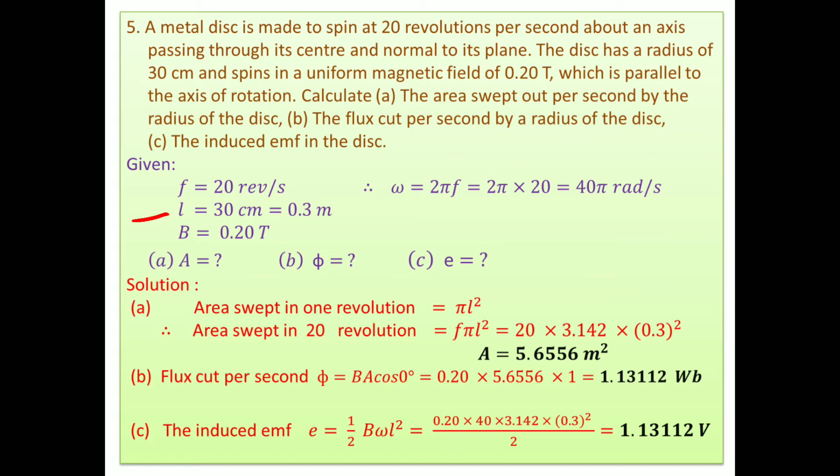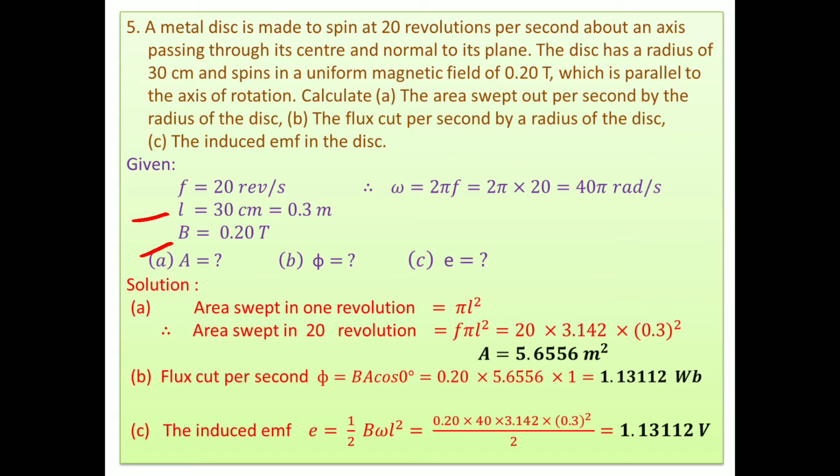And normal to its plane. The disc has a radius 30 centimeters, spin in uniform magnetic field 0.2 Tesla. Magnetic field is also given 0.20 Tesla, which is parallel to the axis of rotation. Calculate the area swept per second by the radius of the disc.